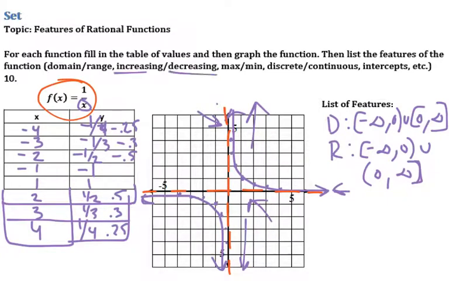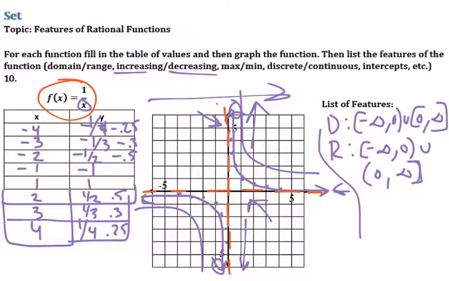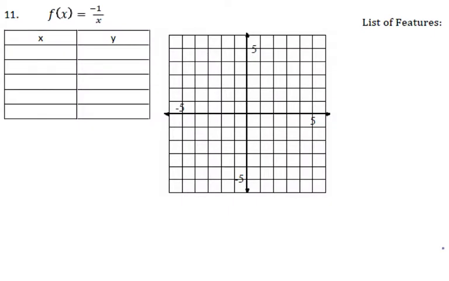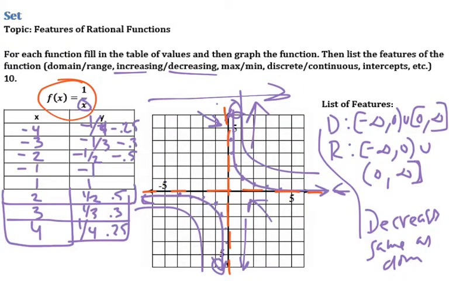Okay, increasing and decreasing. Well, from here to here, it's always decreasing as we look left to right. How does it jump from down here up to here? That's a mystery. But it's still decreasing. So the decreasing would be the same as the domain. And it's never increasing. So same as domain. So you could just rewrite that. Oops. A max and a minimum, we don't have those.